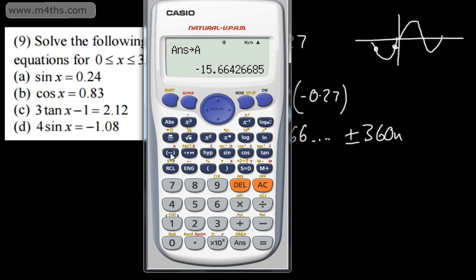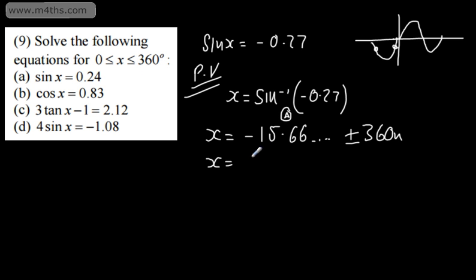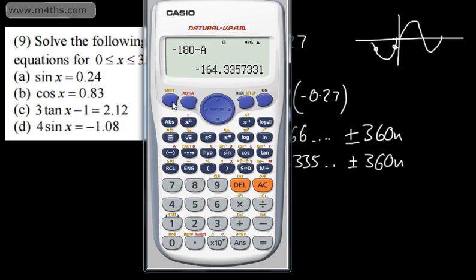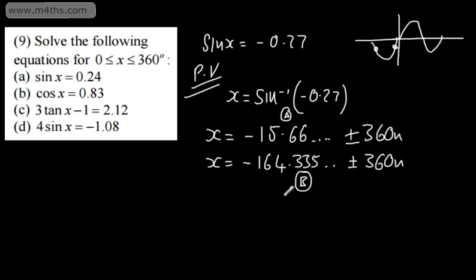Shift store A. By symmetry, what we're going to have now is negative 180, subtract that value. So negative 180, and then we're going to subtract the answer, or if you want, you can just put A in, and that gives us negative 164.335, and so on, plus or minus 360n. Okay, I'm now going to store this as B. You don't need to. Shift store B. So that's B. So I'm keeping the accuracy by doing this.